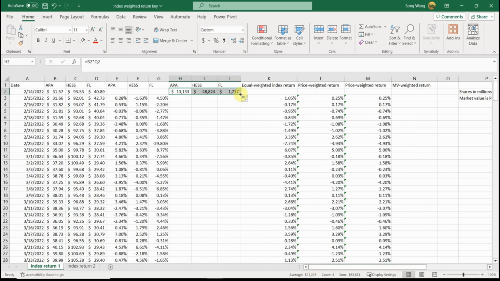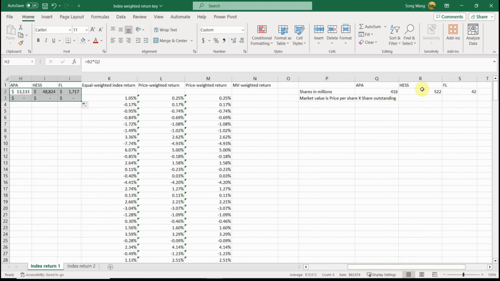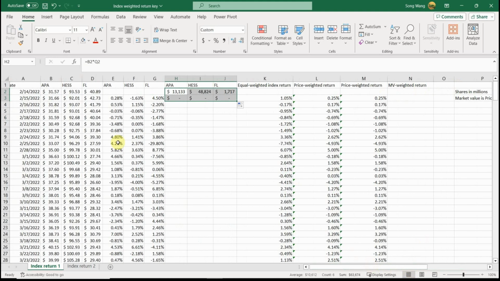But when you drag it down, you will notice that the shares row will be shifted. So that's a technical problem. That's going to require you to lock the shares. Okay, lock them. All right, and then drag it all the way down.